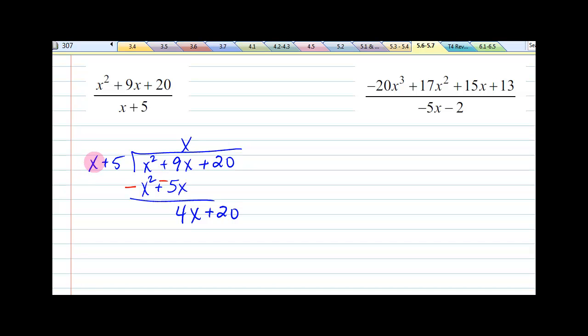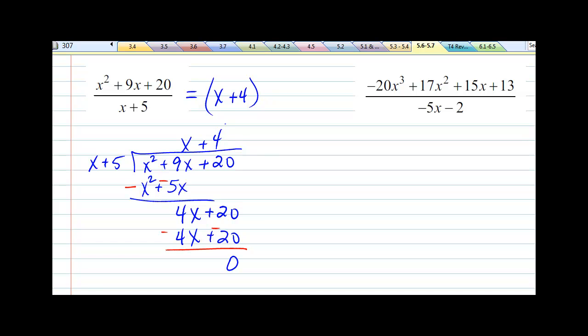Now I look at this x and I say, what do I need to multiply this x by to turn it into 4x? And that's just a 4. So 4 times x is 4x, and 4 times 5 is 20. Remember, we have to do subtraction here, so I'm going to subtract both of these terms, and when I do, I get a remainder of 0. So the answer to this division problem is actually x plus 4.